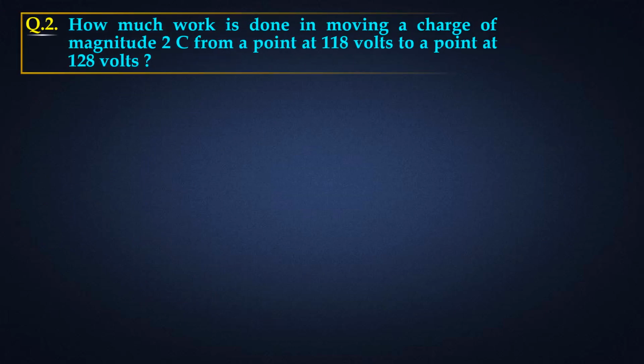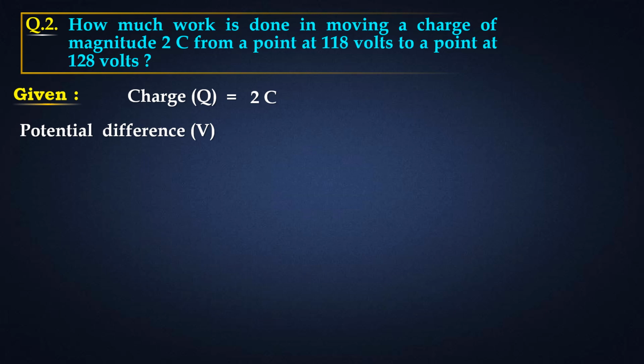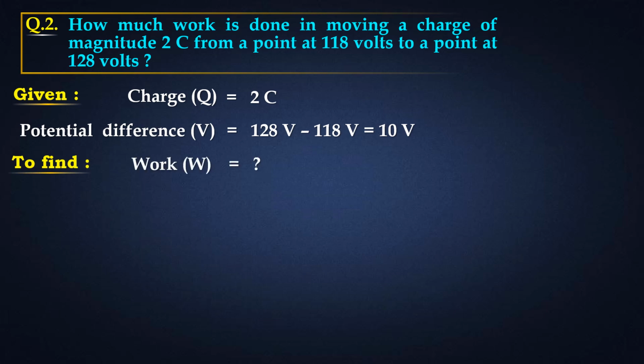Question number 2. How much work is done in moving a charge of magnitude 2 coulomb from a point at 118 volts to a point at 128 volts? So given charge Q is equal to 2 coulomb, potential difference V, 128 minus 118 volt, that is 10 volt. To find work W, so we put a question mark here using the formula.